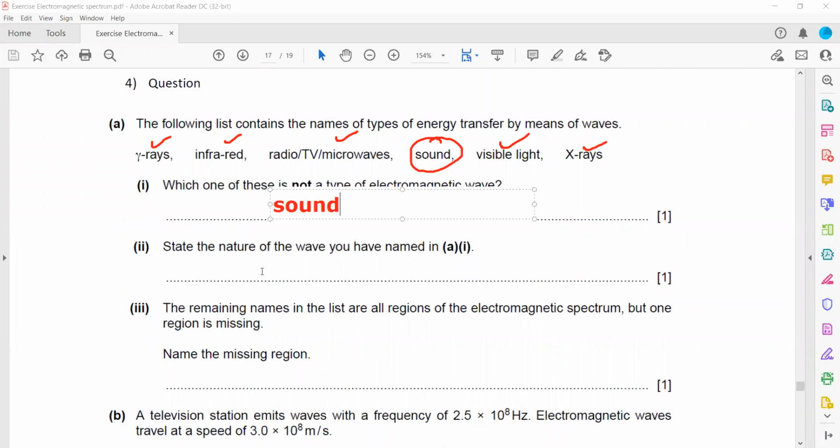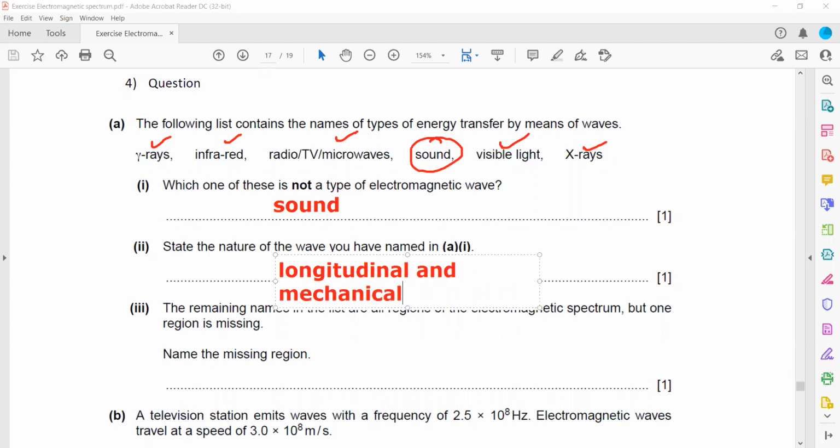And what is the nature of the sound? Sound is longitudinal. Nature means how the particles move, and mechanical. What is the meaning of mechanical? Mechanical means it needs a medium. Like in a vacuum, it cannot travel. That's why we call it mechanical.